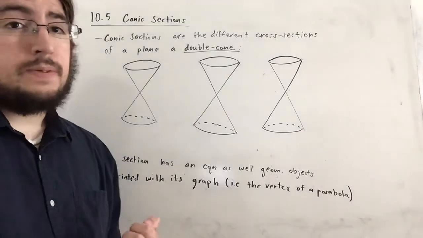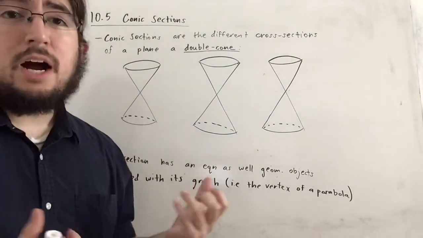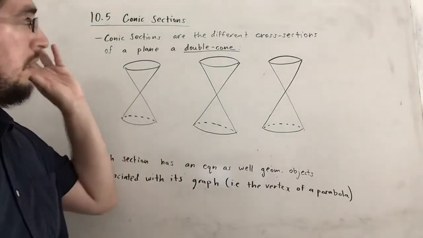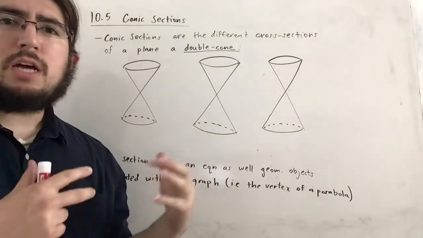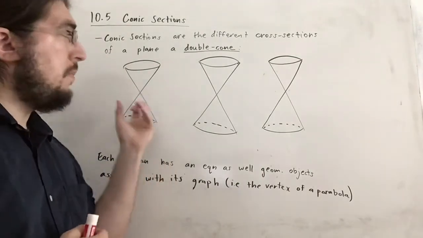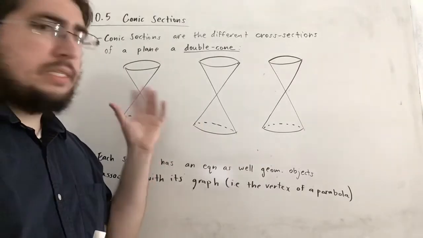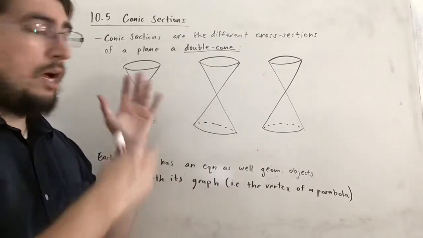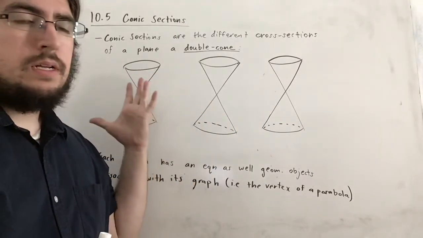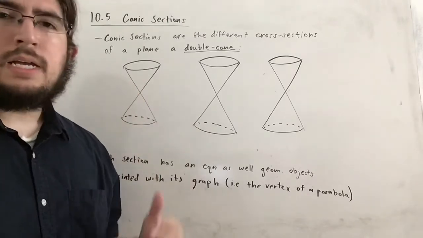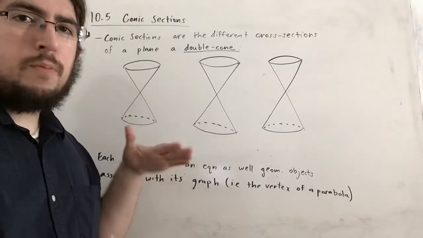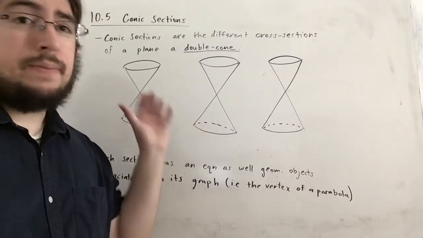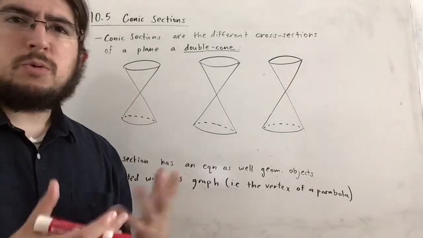Hello everyone, this is chapter 10.5 and here we'll be discussing conic sections. Now, a conic section is just a cross section between a plane and what is known as the double cone. So a double cone is this three-dimensional object here that I've copied 3 times, and we're going to pass a plane through it in a very particular way and we'll get an image. So I'm going to do that 3 times because there's 3 different conic sections.